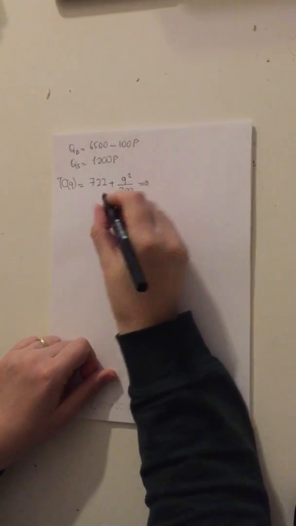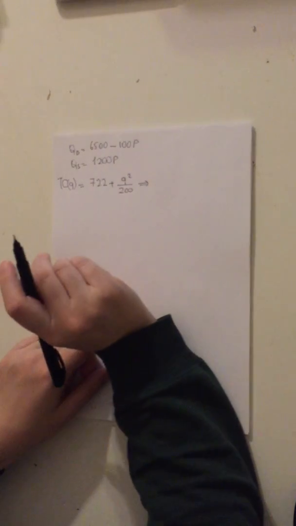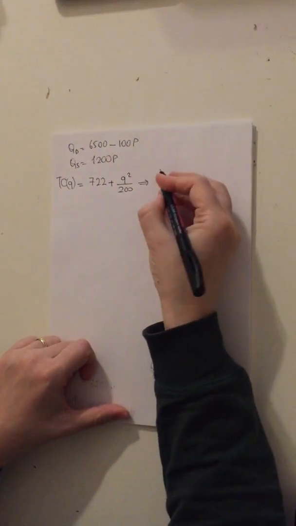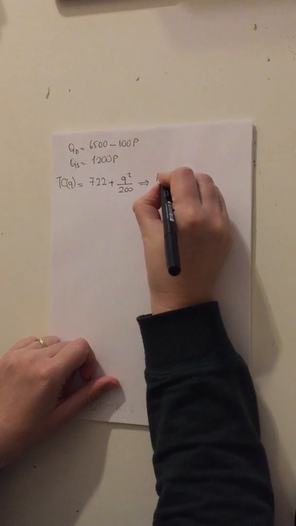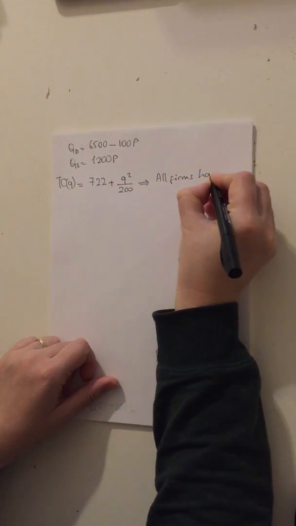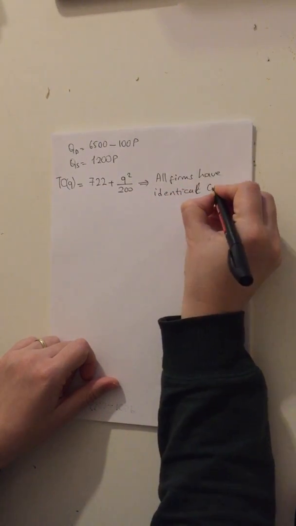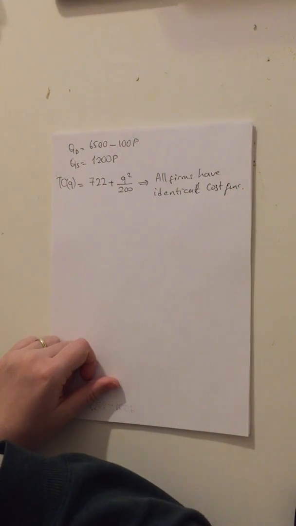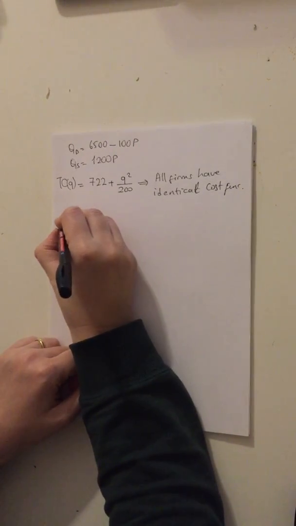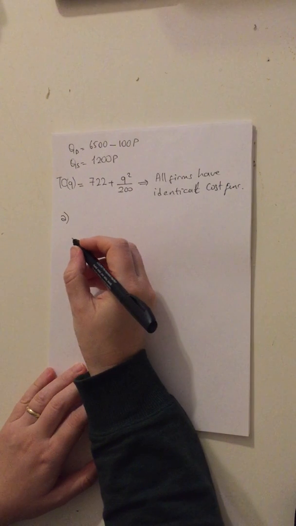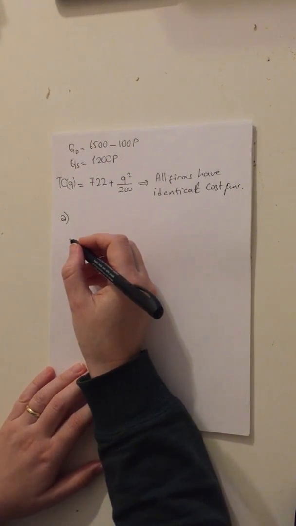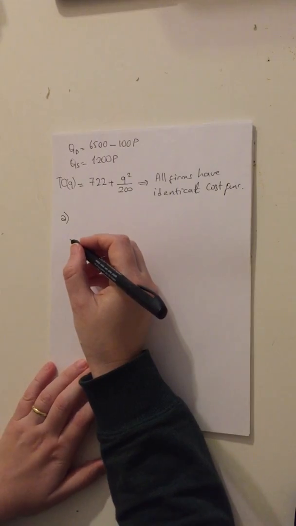Assume that all firms are identical, which means that all firms have the same total cost function. That is just the assumption for this question. We are assuming all firms have the same cost function, and the market is characterized by pure competition. Question A asks, find the equilibrium price, equilibrium quantity, the output supplied by the firm, and the profit of each firm.